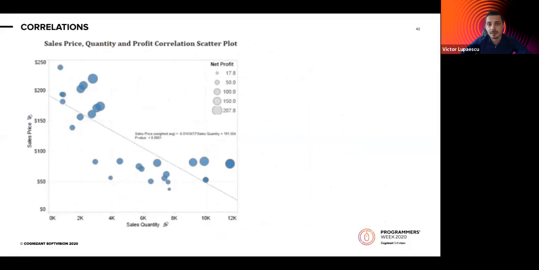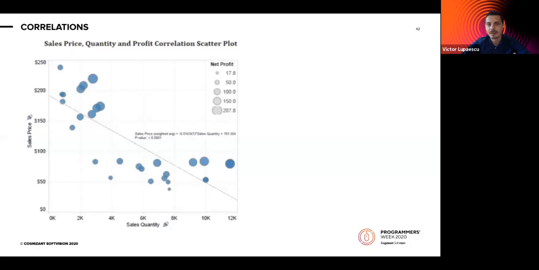This is another example of a correlation. I'm looking at the correlation between sales price and sales quantity. So what I can see from here is as the price decreases, the quantity increases. It makes sense, as usually in any market, the products which have a lower price sell in higher quantities, and it's something expected, I would say.